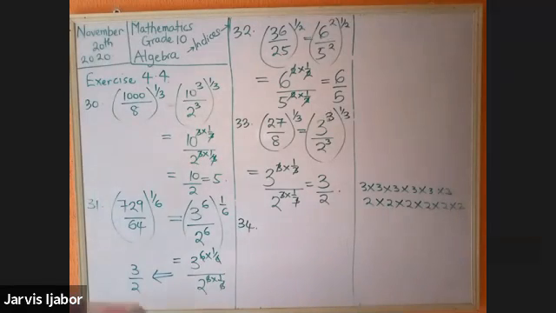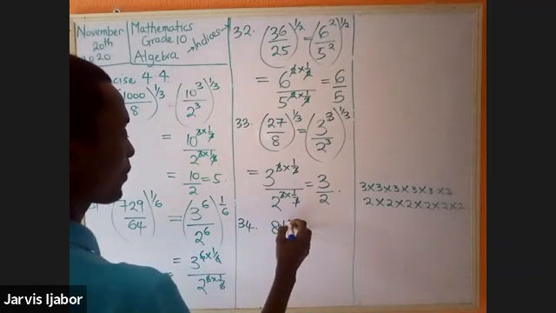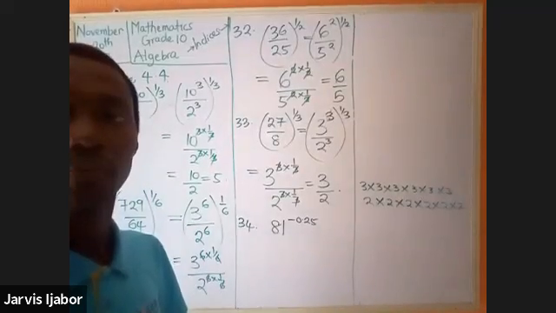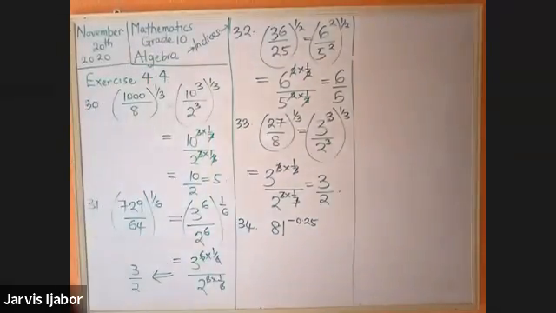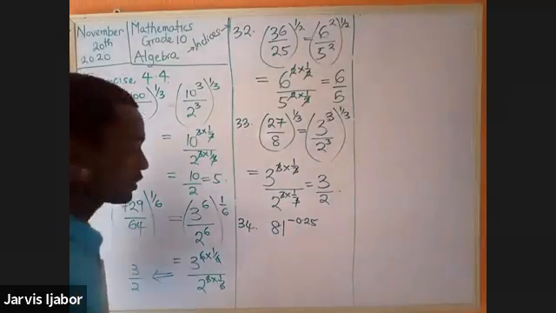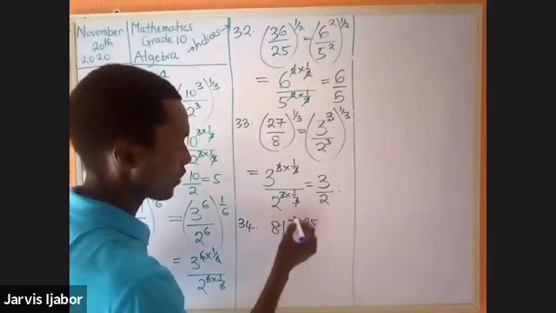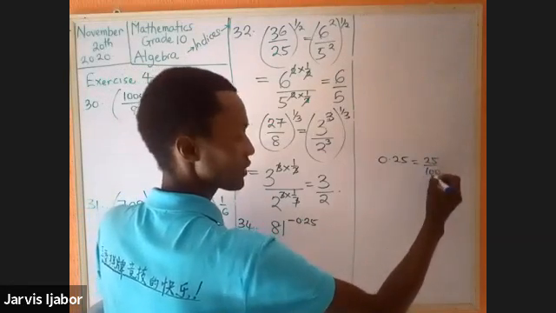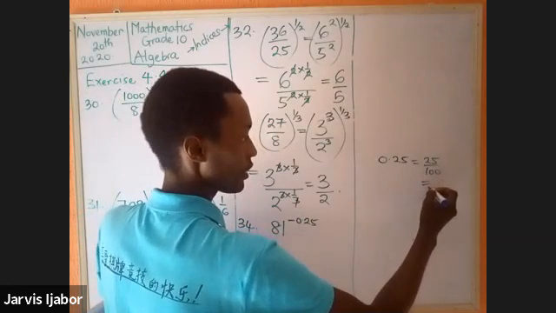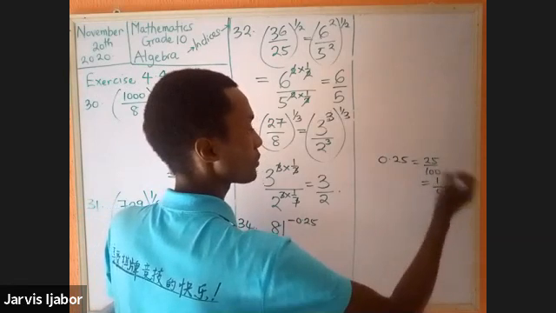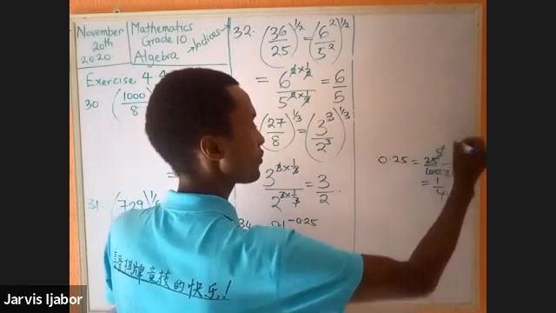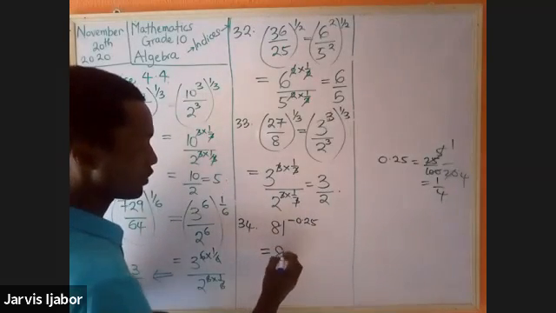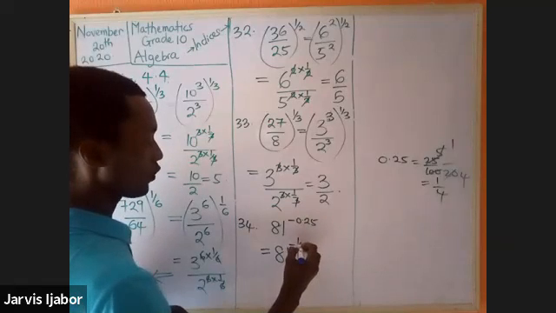In question 34, we have 81 raised to the power of -0.25. Okay, let's allow us to catch our breath a little. All right, let's continue. So in this question, look at this carefully. Your first task is to convert this to a fraction. So what is 0.25? This will be 25/100. And that will give you 1/4. 5 here 5, 5 here 20, 5 here 1, 5 here 4. So that's 1/4. So invariably, this one means 81 raised to the power of -1/4.